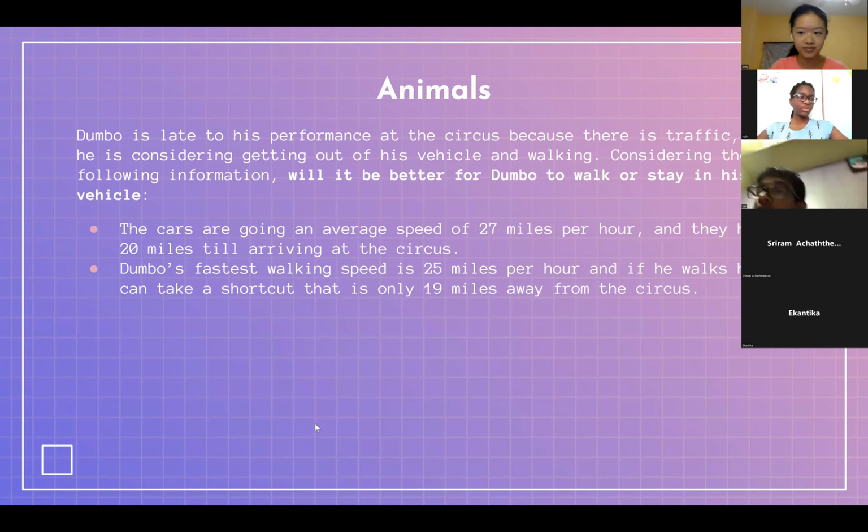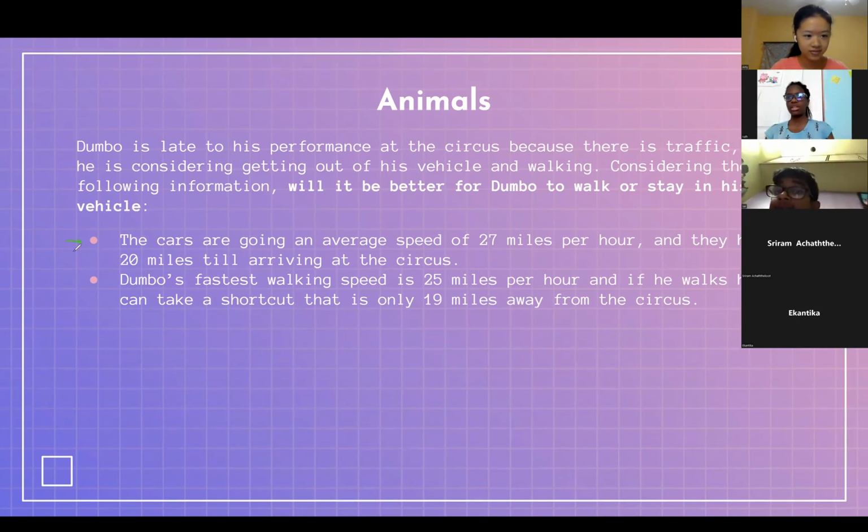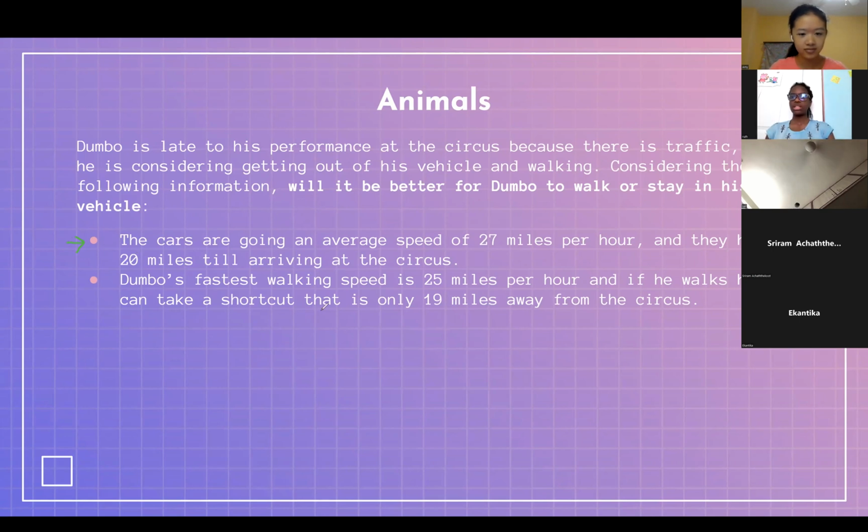So Dumbo is late to his performance at the circus because there's traffic. He's considering getting out of his vehicle and walking. Considering the following information, will it be better for Dumbo to walk or stay in his vehicle? The first thing is the cars are going an average speed of 27 miles per hour, and they have 20 miles till arriving at the circus. But Dumbo's fastest walking speed is 25 miles per hour, and if he walks, he can take a shortcut that is only 19 miles away from the circus. So, should Dumbo stay in his vehicle or get out and walk?